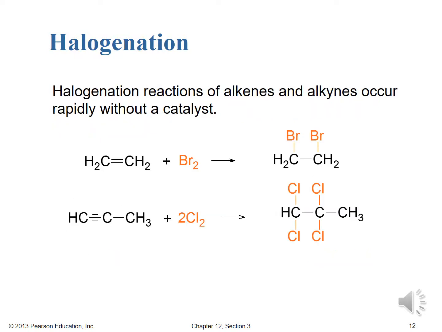Now the halogens are a very reactive family. Hopefully you remember that from General Organic Biochemistry 1. Halogenation reactions of alkenes or alkynes typically occur quite rapidly without the need for a catalyst. So the hydrogenation reactions required platinum or palladium or nickel catalysts. Here we don't need that. We don't need any catalyst at all because the halogen itself is reactive enough to add to the double bond without the need for catalysts.